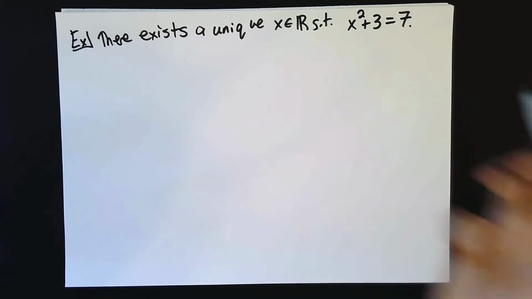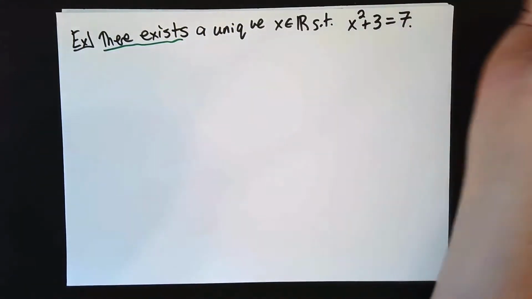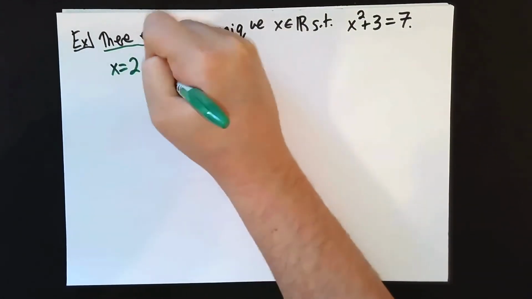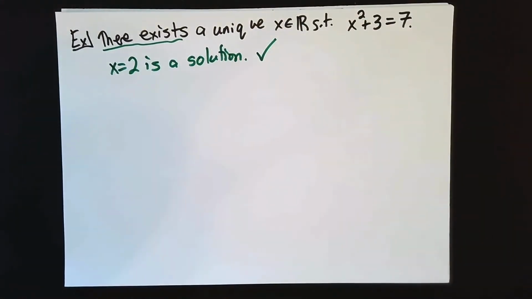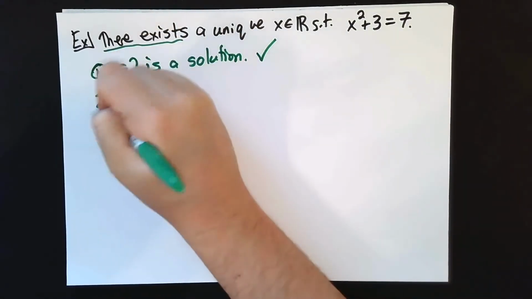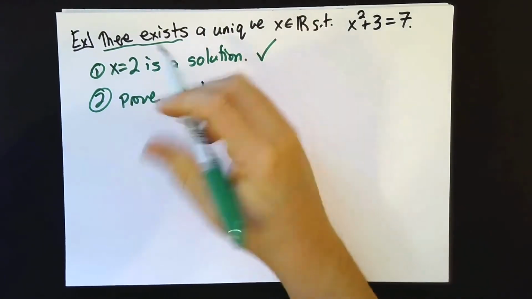Well, there's two pieces, right, if we're going to prove this. The first is the there exists piece. What does the there exists piece look like? x equals 2 is such a thing. There's definitely a solution. What would part 2 be? Well, part 2 would be to prove that this is the only solution.